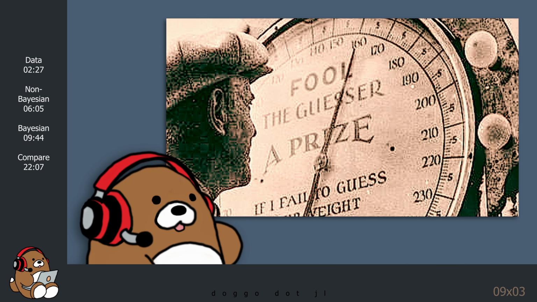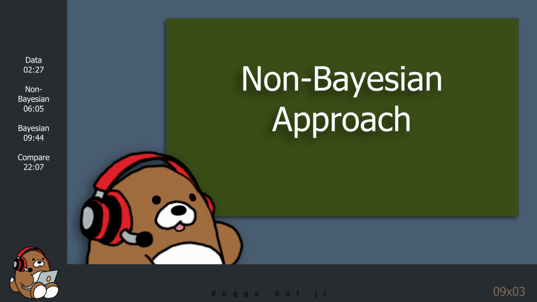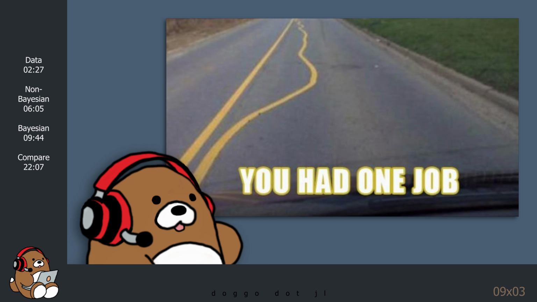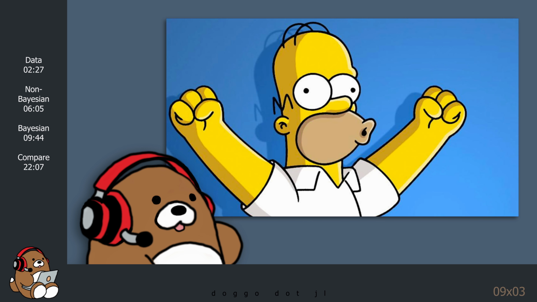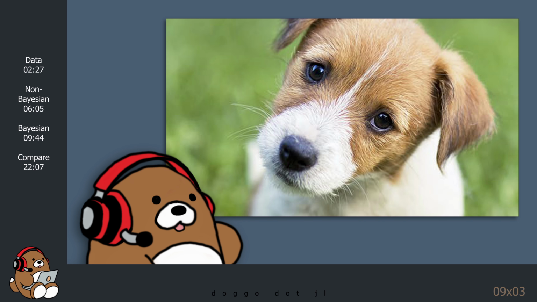If you tell me your height, I'll guess your weight. By using a non-Bayesian approach, I'll be confident in my prediction. But my prediction will be wrong. By using a Bayesian approach, I'll be uncertain about my prediction. But my Bayesian prediction may be closer to the true value. What do I mean? Well, let's find out.